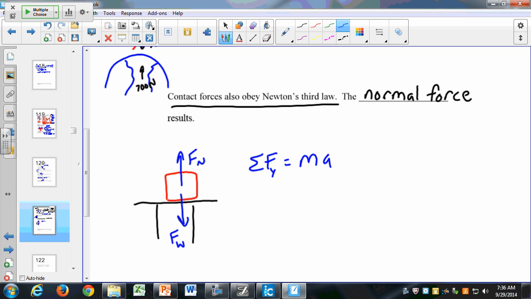In this instance, we're doing the y component of the forces. So that's going to be the normal force minus the weight equals ma. But if we say that the acceleration is 0, then the normal force is equal to the weight. So if I have stationary objects that are not accelerating, and they're sitting on a horizontal surface like this, our normal force will always equal our weight.